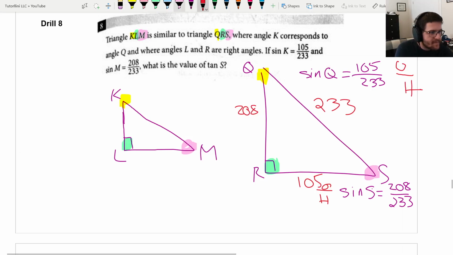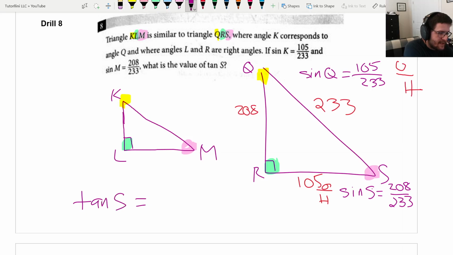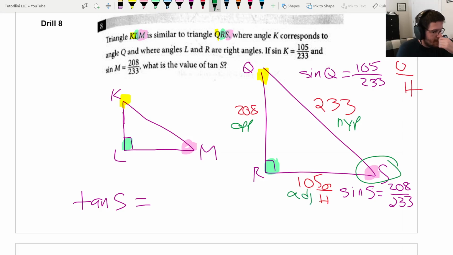Hope that's okay. Now we're going to do tan of S. So we're looking at angle S, and the opposite is across. The hypotenuse is across from the right angle, and the adjacent is the last side. And tan is opposite over adjacent, so 208 over 105.